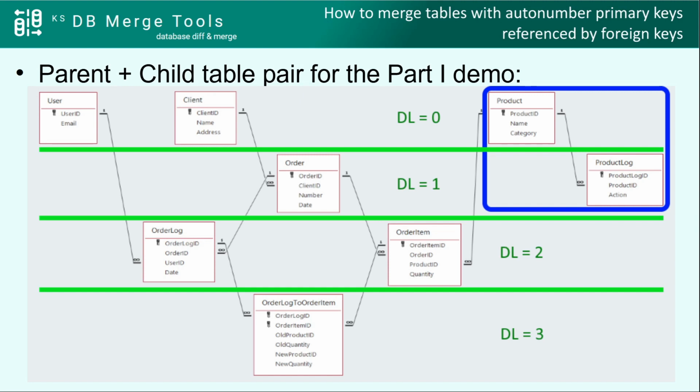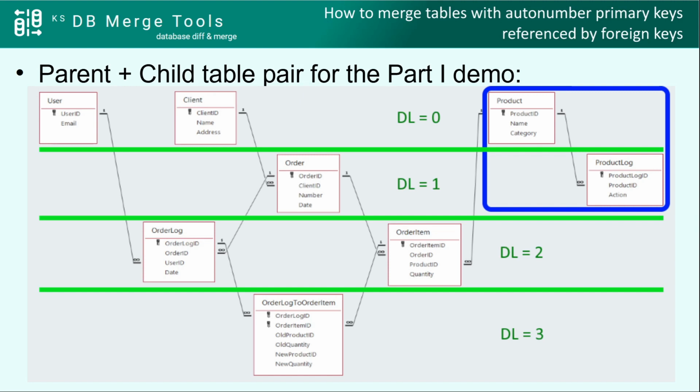In our example, tables user, client, and product have no foreign keys, so they have DL of 0. Tables order and product log depend only on tables having DL of 0, so they have DL of 1. Tables order log and order item have DL of 2 because they depend on tables with DL of 0 and 1. And lastly, the table order log to order item has a DL of 3 because it depends on tables with DL of 2.